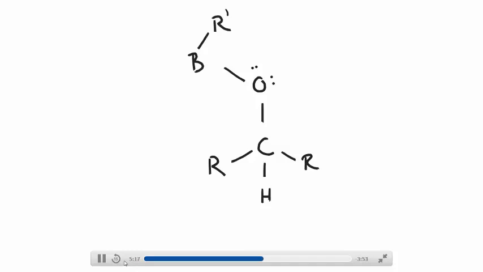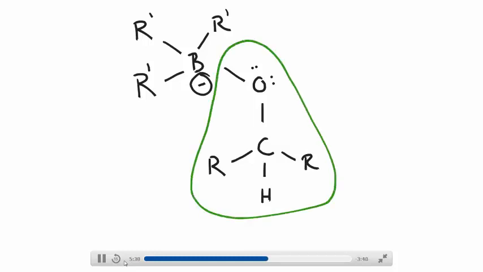I'm going to call these R primes because they're not quite the same R as I have down below. These R primes are exactly the same as this. This is what is equal to an R prime. There are 4 of these around the boron. Okay? And it will stay like this for a moment in time.